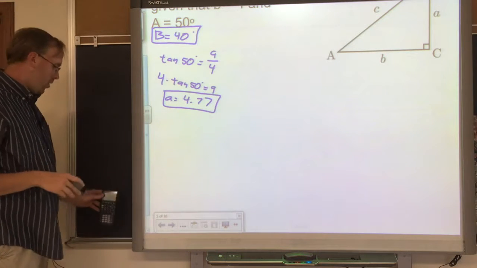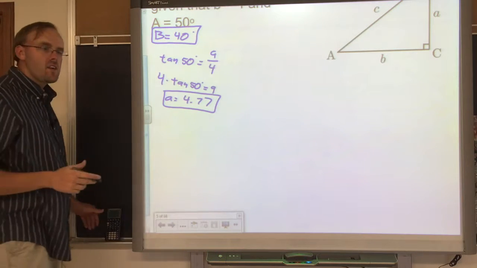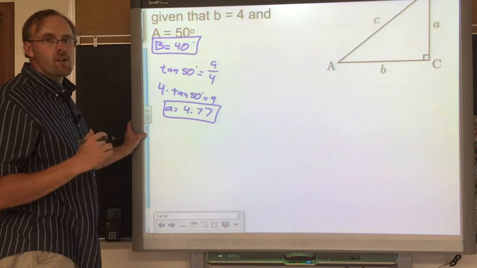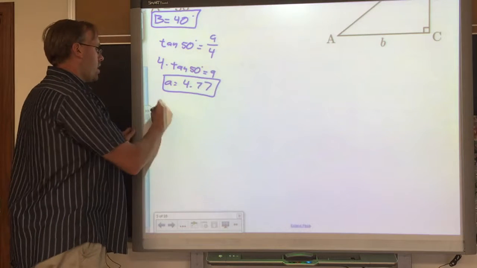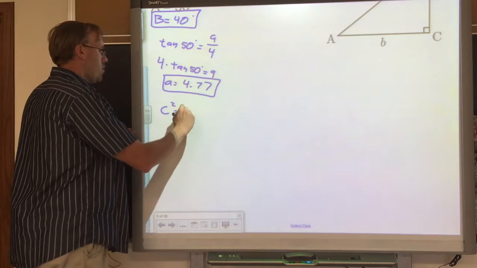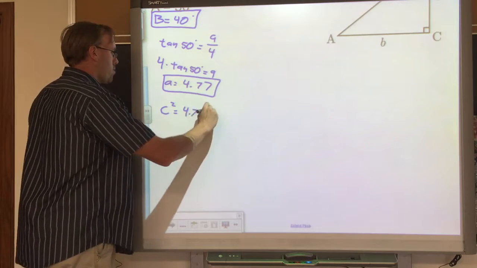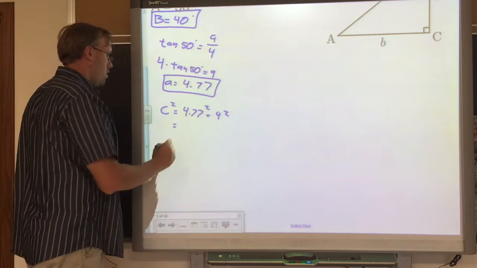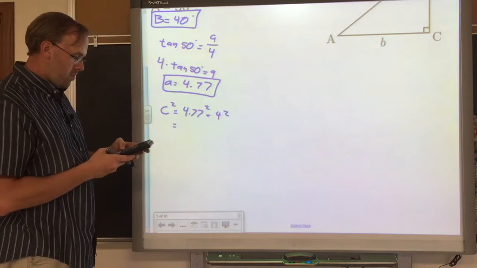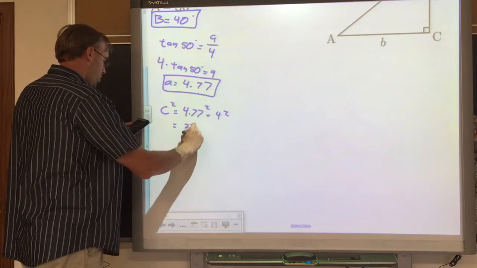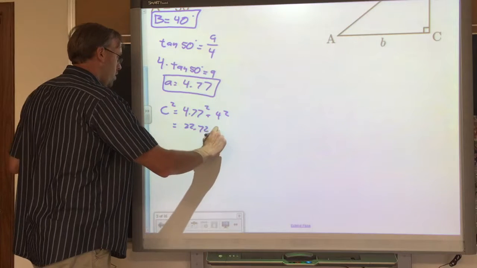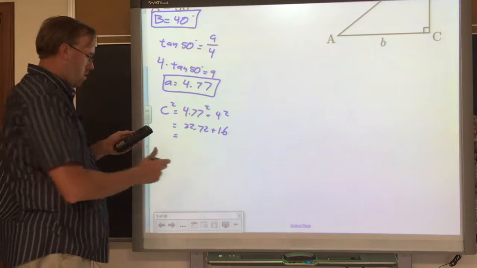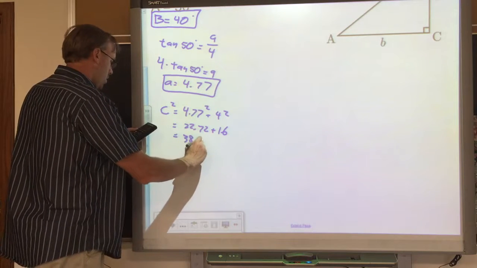So now, the only thing left for us to find is side C. But since we know the two sides, the two legs of this right triangle, we can use the Pythagorean theorem. C squared equals 4.77 squared plus 4 squared. So 4.77 squared is 22.72 plus 16. We have 38.72.